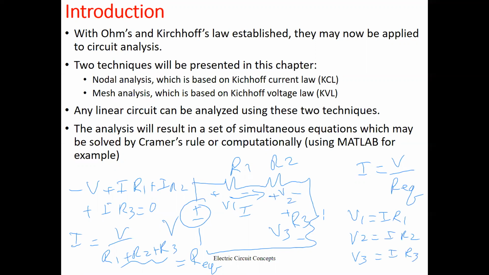And then we can also use the power formula. P is equal to I times V, or I square R, or V square over R. So if we want to find P1, the power produced or dissipated by the resistance R1, we could use I times V1, or I square times R1, or V1 square over R1, and so on for P2 and P3.